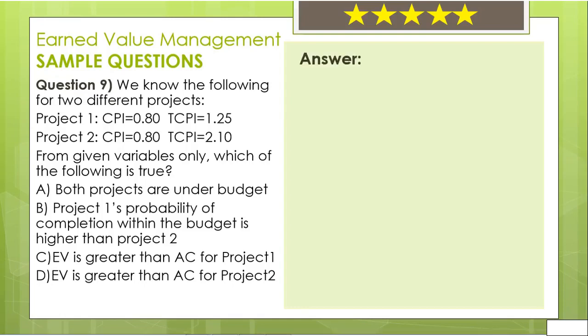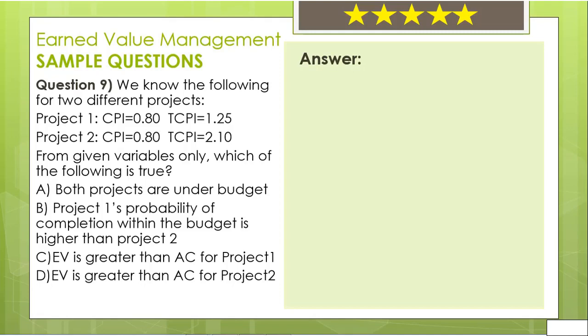In the question, there are two different projects, and the cost performance index and to complete performance index for these two projects are given. Both projects have the same CPI, 0.8. Since CPI is less than 1, both of the projects are over budget, not under budget. Therefore, A may not be the correct answer.